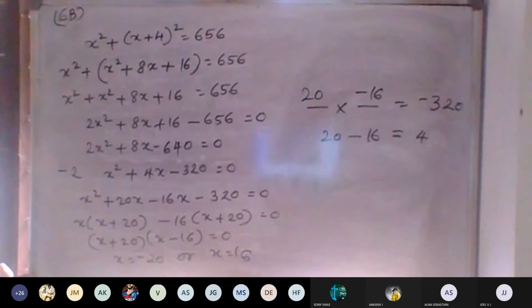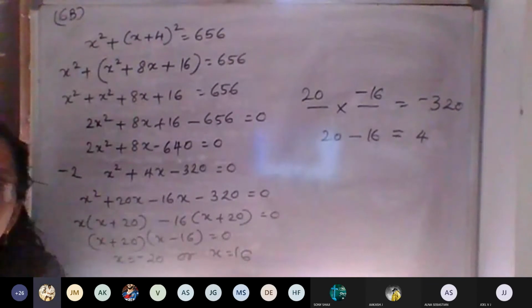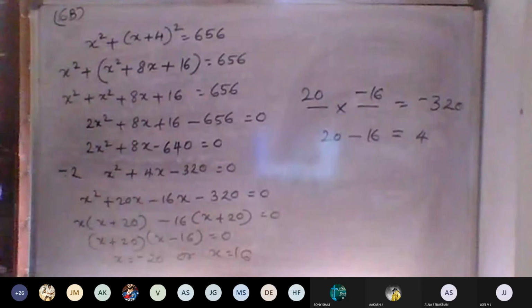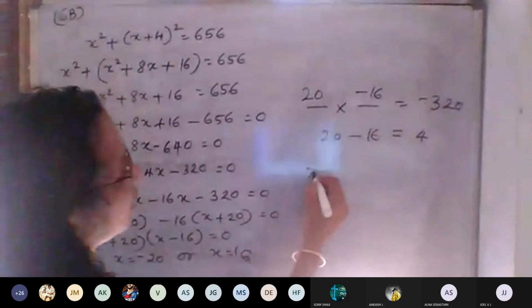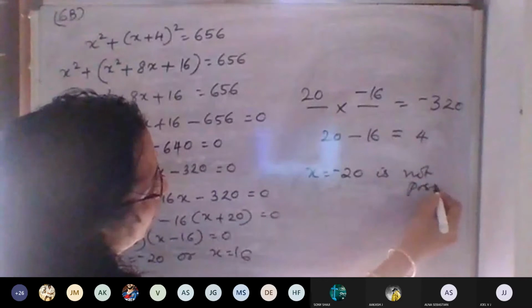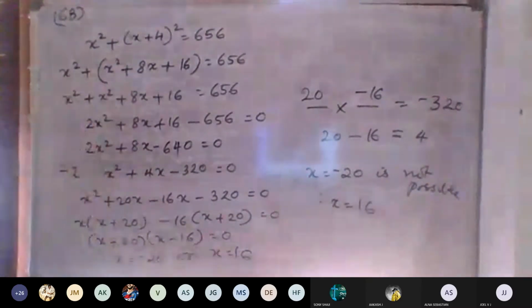Which one can we take? The side of the square is given as x. The first square's side is given as x. x equal to negative 20, is it possible or not? A negative side length is not possible. So x equal to negative 20 is not possible. Therefore, x is equal to 16.